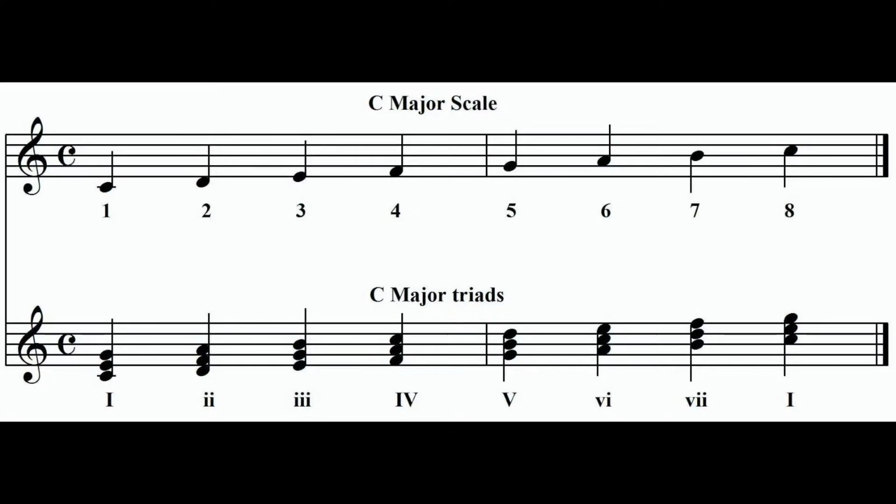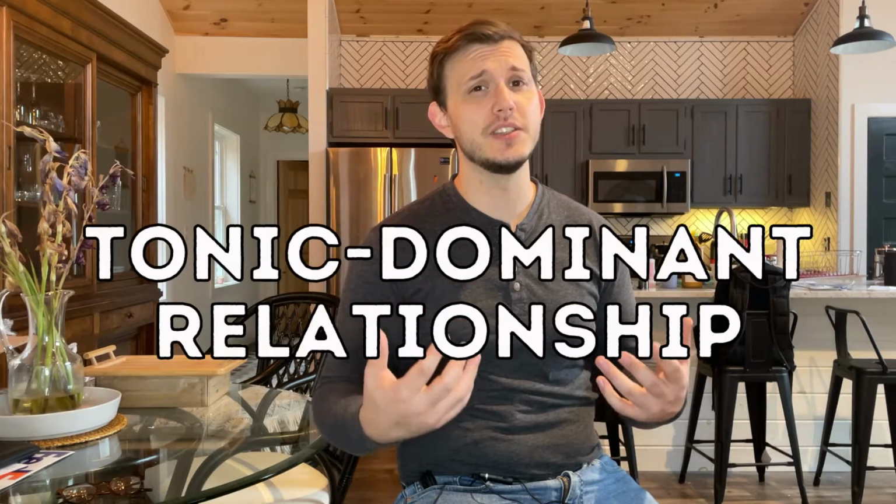Now, when you're writing a song in a specific key, you can use any one of these chords. But how do you know which ones to use and when? Well, that's what writing a chord progression is all about. Each of these chords serves a function within the key itself. And in order to start understanding the relationships between these chords, we need to understand the concept of the tonic-dominant relationship.